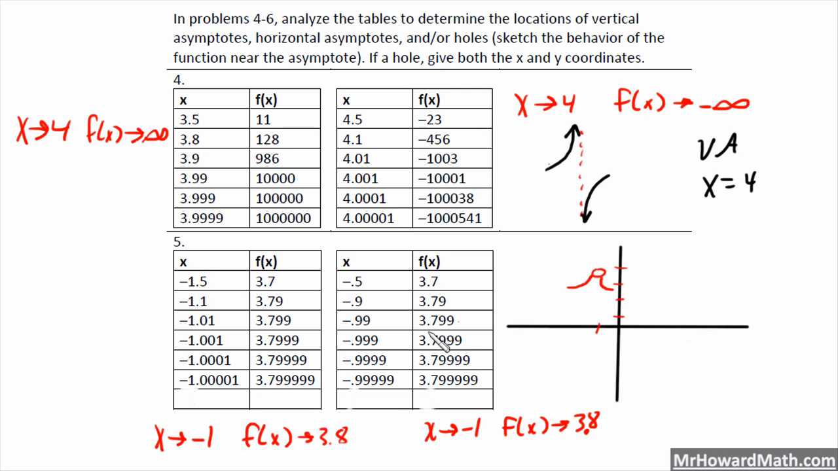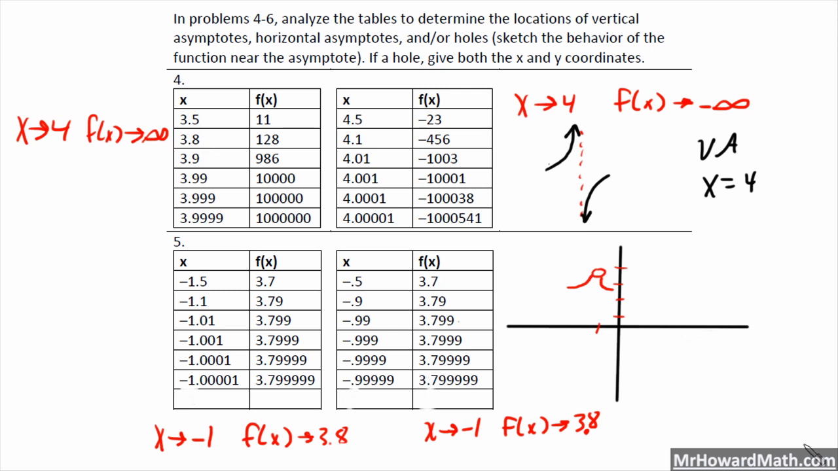What we want to see here is that the x and y values are both approaching a specific number, which is indicative of a hole in the graph, as opposed to the previous one where one of them, either x or y, is going to positive or negative infinity. Those give us either vertical asymptotes or horizontal asymptotes. If it approaches a specific value, they want you to see that there is a hole in the graph at the values being approached by both x and f of x. So we'll call that good on this video, and we'll pick up with problem 6 in part 2.